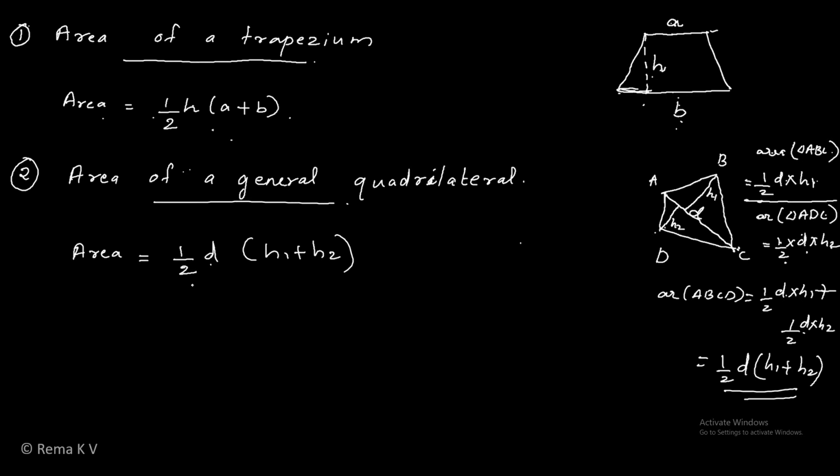What is D? D is the diagonal, H1 is the altitude of the first triangle and H2 is the altitude of the second triangle. Okay, this is the formula for the second one, the area of a general quadrilateral: half D into (H1 plus H2), where D is any one of the diagonals, H1 is the altitude of the first triangle, and H2 is the altitude of the second triangle.